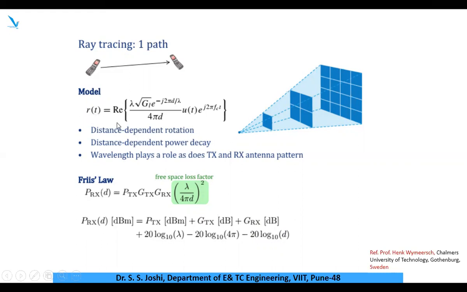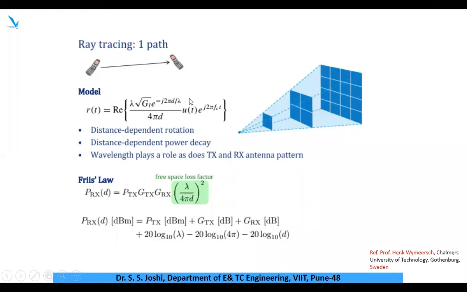So r of t is given by the real part of lambda multiplied by root G_l, e raised to the power minus j 2 pi d by lambda, divided by 4 pi d, multiplied by u of t, e raised to the power j 2 pi f_c t.